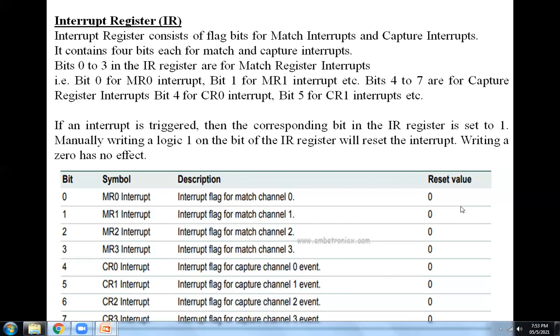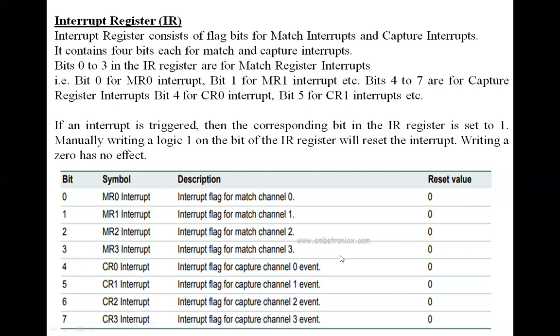Getting my point? So this bit status is given below in the status register. If an interrupt is triggered, then the corresponding bit in the IR register is set to 1. Manually writing a logic 1 to the bit of the IR register will reset the interrupt. Writing a 0 has no effect. So here everything is shown, whatever I said to you.